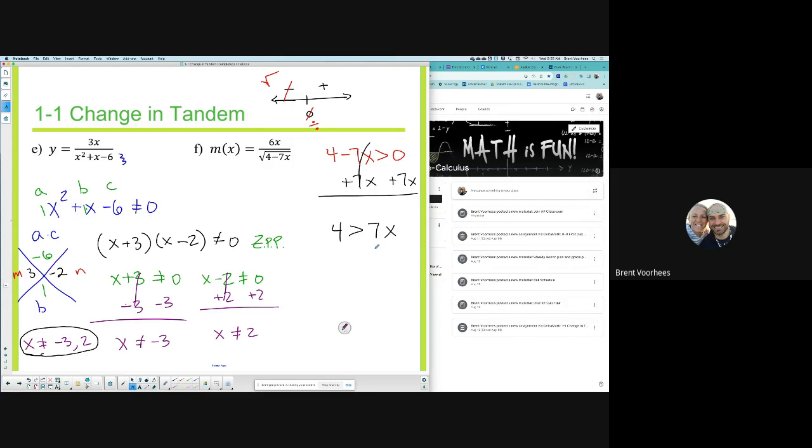Divide by 7. Good, and divide by 7. Because what's 7 doing to the x? It's multiplying. What's the opposite of multiplication? Division. That's why we divide by 7. 4 over 7 is greater than x. Yep, and I'm going to write the x first. So I'm going to say x is less than, good. When I turn it around, I've got to turn everything around. So x is less than 4 over 7. And I'm going to leave it as an inequality again. Domain, algebraically, there it was.